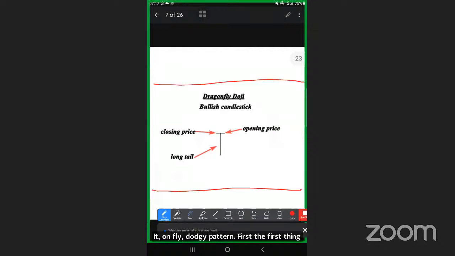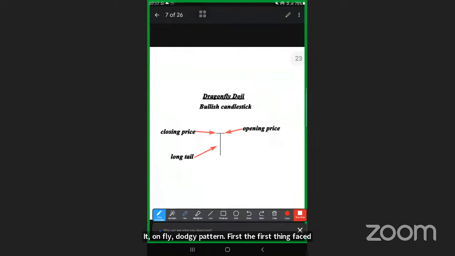Yes, first things first. You see where the market opened, it is also where the market closed. But what makes this a dragonfly doji pattern? Can you see this longer lower shadow? Can you see it? A lower tail. It is longer, the lower tail or the lower shadow.